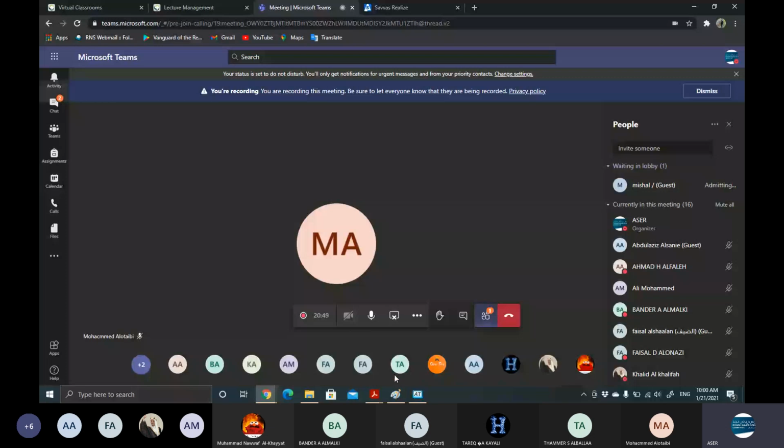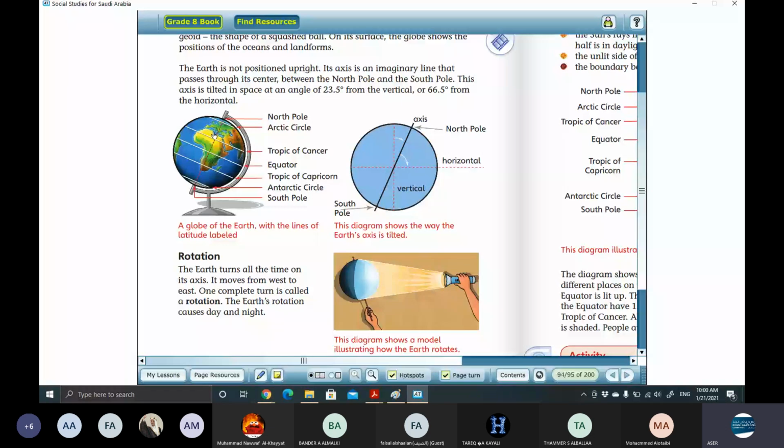And this axis is what helps our planet to move and to alternate the day and night and also the 4 seasons. Here we have the North Pole, the Arctic Circle, the Tropic of Cancer, the Equator, the Tropic of Capricorn, the Antarctic Circle, and the South Pole. All of these are imaginary lines that we draw on planet Earth in order to differentiate among the different seasons.